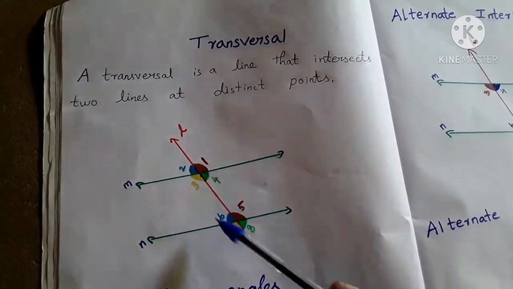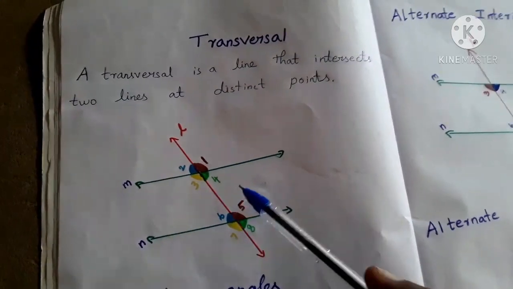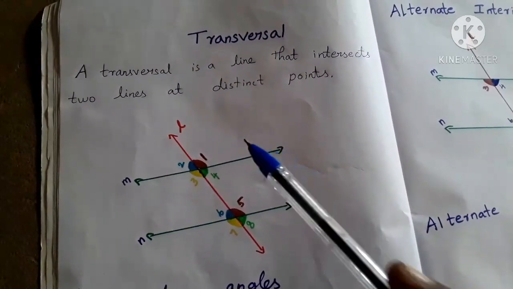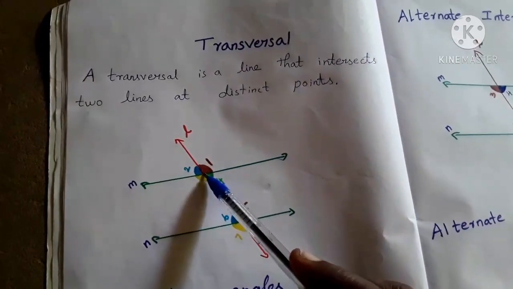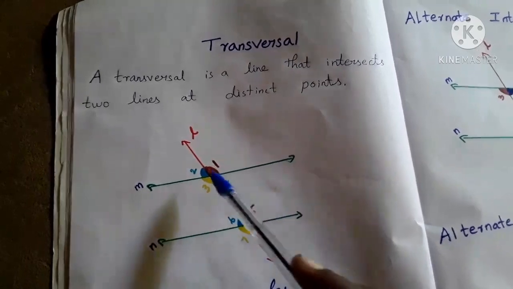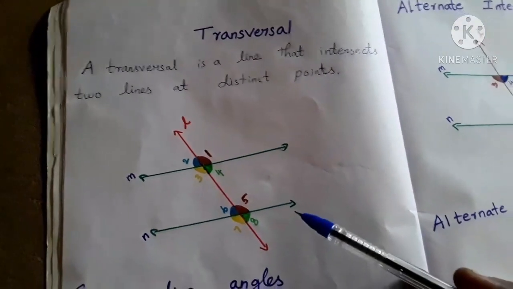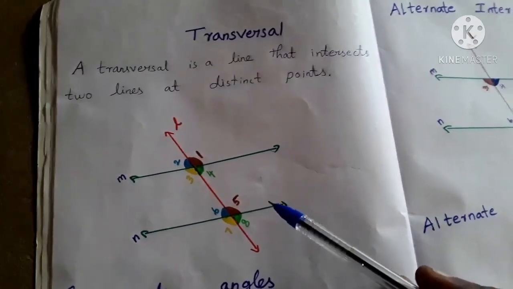This line meets one line at 1 point and the other at 1 point. It will not intersect at two or more points. Distinct points means only 1 point. So this line L, which intersects at distinct points, is called the transversal.